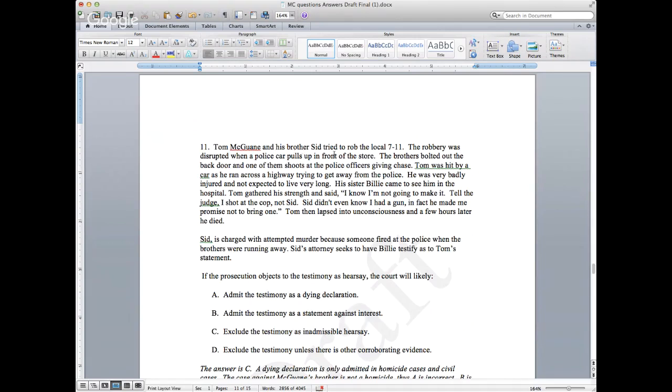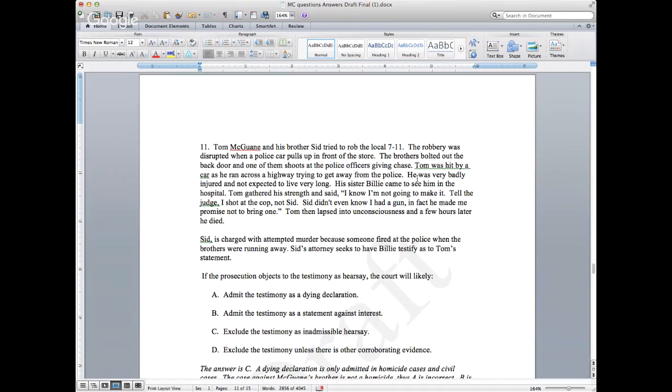Tom McGuire and his brother Sid tried to rob the local 7-Eleven. The robbery was disrupted when a police car pulled up in front of the store. The brothers bolted out the back door, and one of them shoots at the police officers giving chase. Tom was hit by a car as he ran across the highway trying to get away from the police. He was very badly injured and did not expect to live very long. So this is all reading like a dying declaration. His sister Billy comes to see him at the hospital.